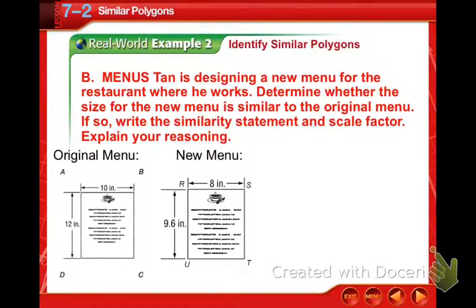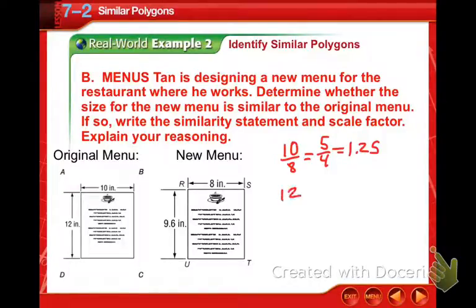Here again, same idea, different menu for the second one, or the new menu. So we're going to do the exact same process. Now instead of 10 over 12, it's going to be 10 over 8, which we can simplify down to 5/4, but we still need the decimal. It's 1.25, perfectly 1.25.